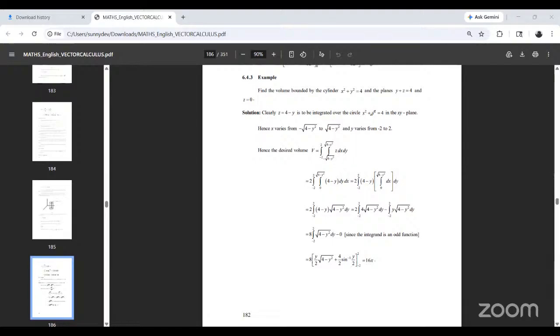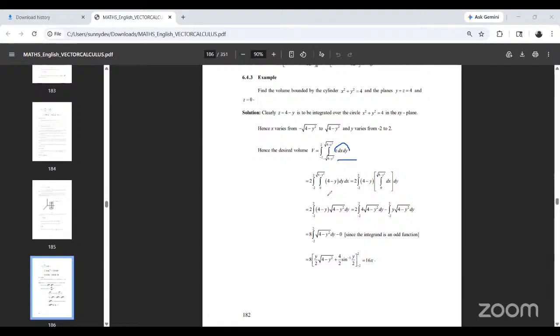When y varies from minus 2 to 0, here we substitute 0: x square plus 0 equal to 4, so x equals plus or minus 2. Then x equals minus 2, and then x equals plus 2. So first we are doing the integration of z dy.